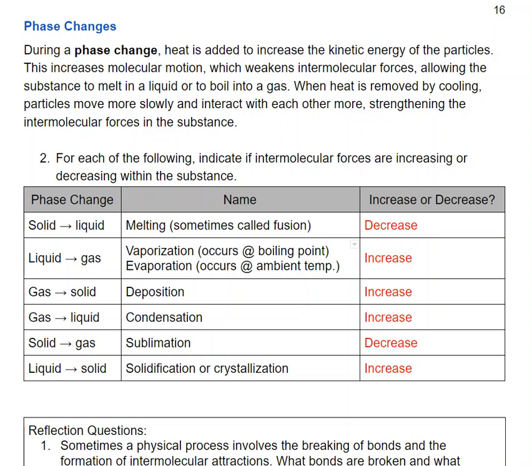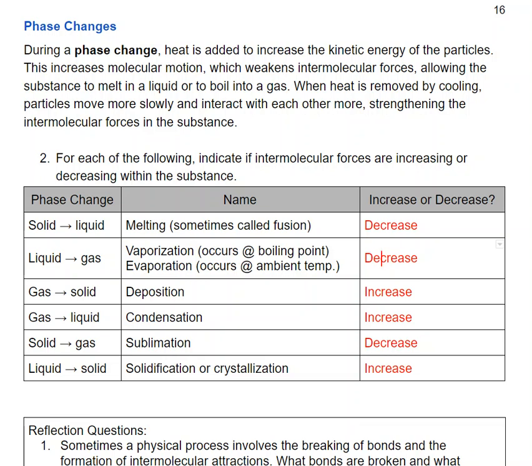Liquid to gas, so we'll call that vaporization when it's occurring at the boiling point. So if you have water boiling on a stove, and we'll call it evaporation whenever it occurs at ambient temp. So if you have a puddle outside and the water evaporates. So for both of these, my intermolecular forces are going to be decreasing because we're going to a state of matter where there's more molecular motion.